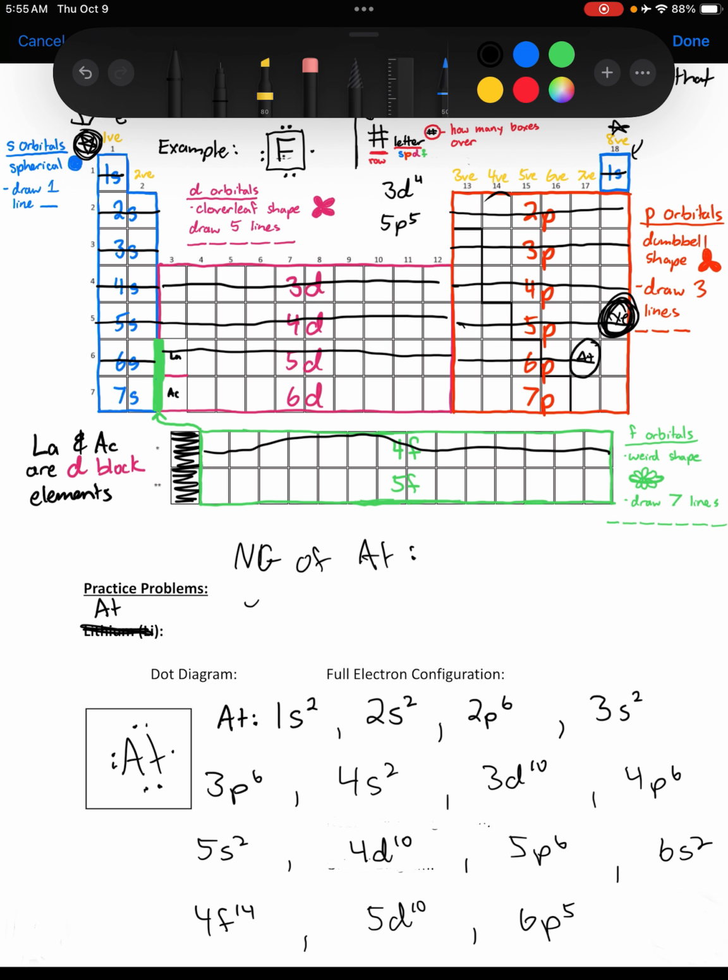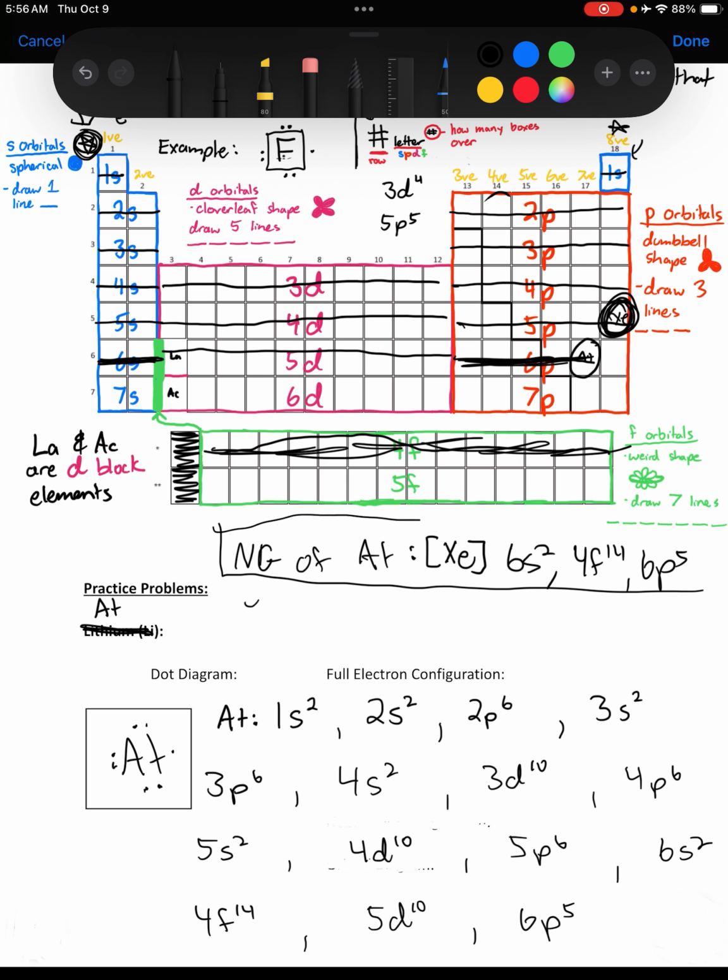So again, instead of starting at hydrogen, I can just start at xenon and tell my audience that I'm starting at xenon instead. I'm going to put it in brackets, and then all I have to do is the configuration for the row that's left over in astatine, right? So if I start at xenon, my next one would be 6s2, and then I would do my 4f14, and then I can finish out with 6p5. So noble gas configuration is actually a lot shorter and a lot friendlier. But unfortunately, we need the full configuration sometimes.